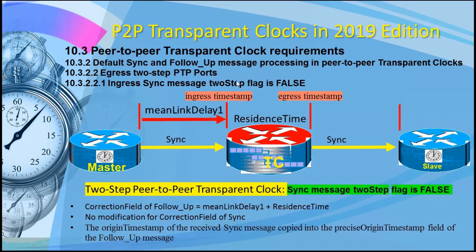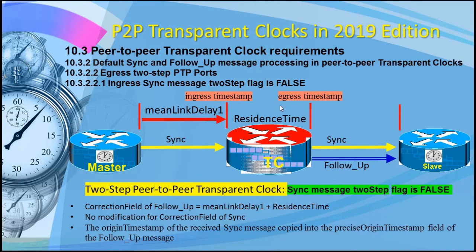After the two timestamps are generated, the TransparentClock does the calculation for the resident time. For the two-step TransparentClock, the sync message doesn't get any modification. However, it will generate one new message, called the follow-up message.